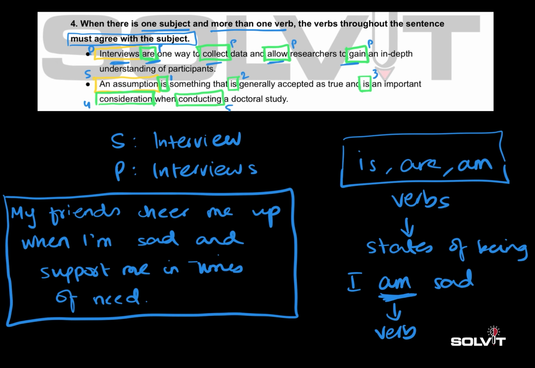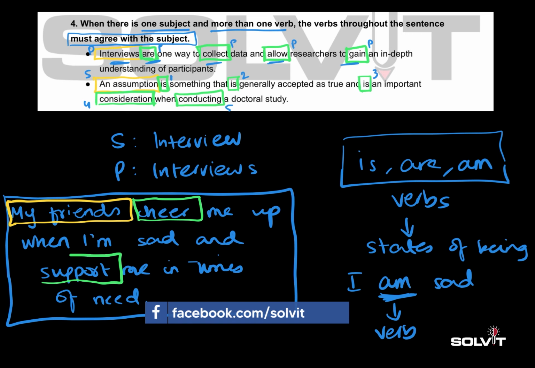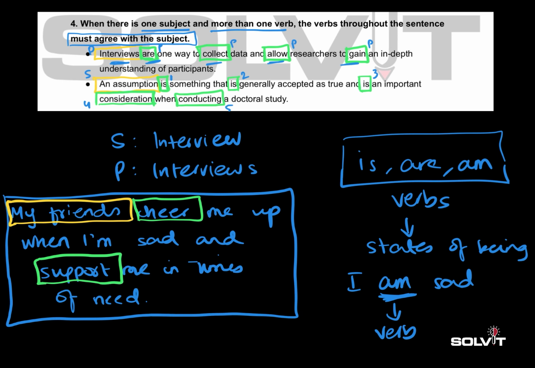My friends cheer me up when I'm sad and support me in times of need. Okay, so let's identify the subject of the sentence. The subject is obviously my friends because that's what the sentence is about. And now let's identify the verbs. So cheer is a verb. Cheer me up when I'm sad and support me in times of need. Okay, so the words cheer and support are verbs, and my friends is the subject over here.